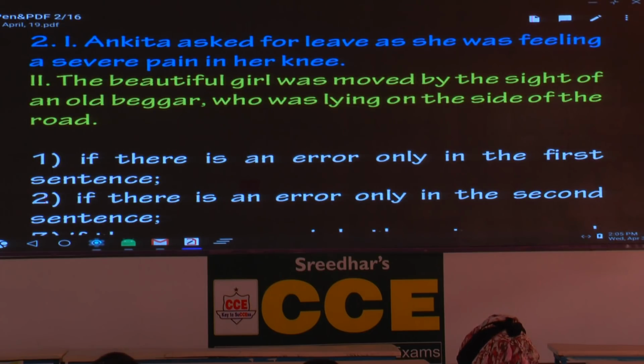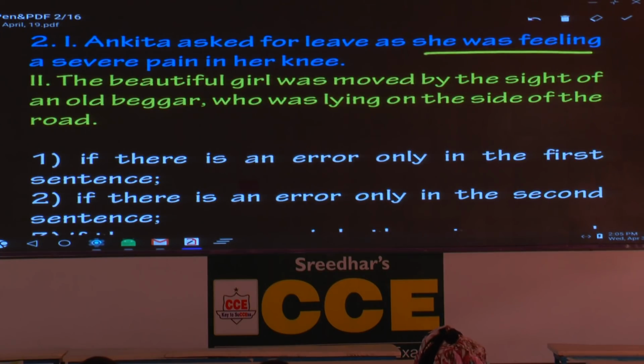Ankita asked for leave as she was feeling a severe pain in her knee. Now generally certain verbs are not used in ing form. Verbs related to senses: see, hear, feel, touch, all these. Now where do you think the error is? Here, she was feeling is not correct. Please underline that. Change it to she felt. What is it? F-E-L-T. Ankita asked for leave as she felt. She was feeling is not correct. Hope you corrected.